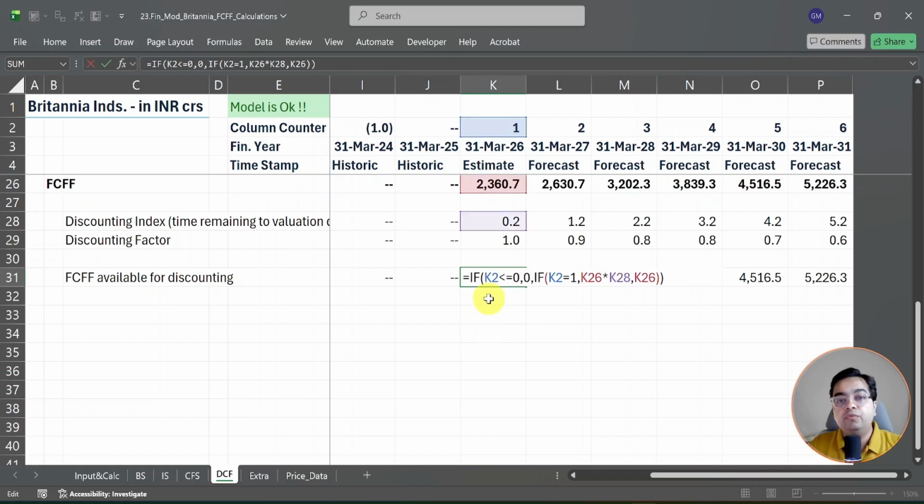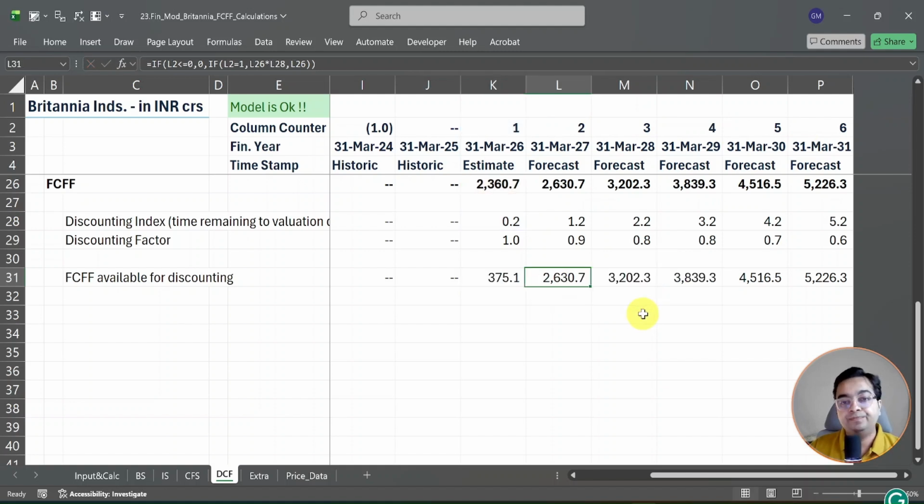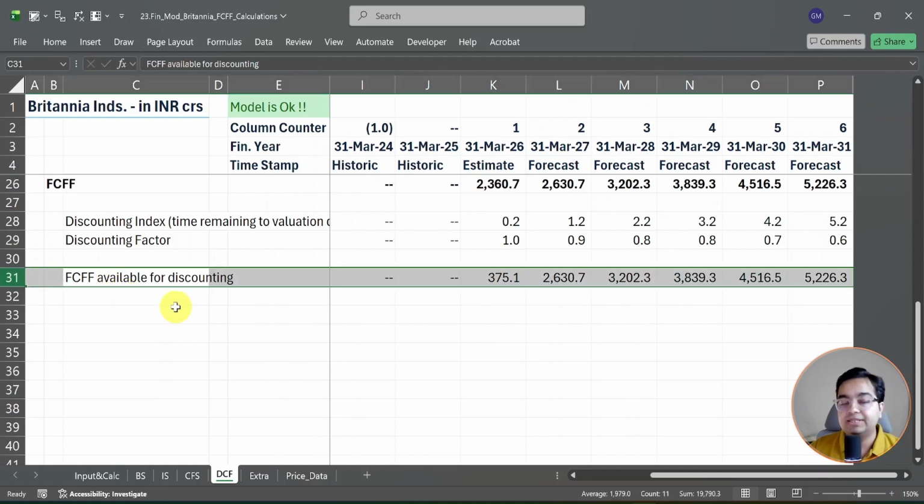Once again, let me show what is happening in this cell, K31. It checks if K2 is less than or equal to 0. The answer to that is no. So again, it checks if K2 equals 1. The answer to that is yes. So the second if answer is yes, which says K26 into K28. K26 is FCFF, K28 is the discounting time index. And for all the remaining cases where the answer to the second if is more than 0, which is 2, 3, 4, 5, 6, the true value is going to be K26 itself. So in this cell we have FCFF available for discounting.